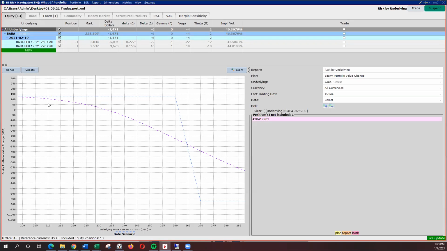Not a trade recommendation, of course, but just wanted to walk you through a little bit of the process of how I found this idea and how I would go about setting it up.